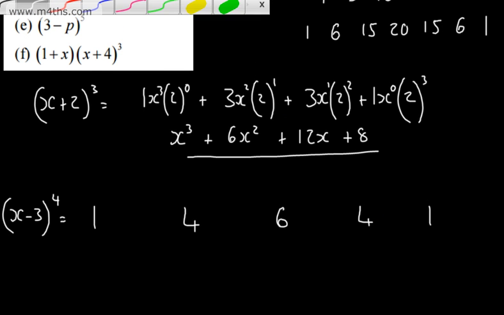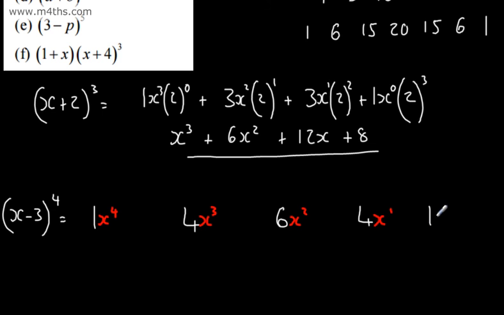I'll do these in different colours. So what we're going to have is x to the power of 4. And if you want, I'll do it this way. You can have now x to the power of 3, you can have x to the power of 2, x to the power of 1, and x to the power of 0. So this is just an alternative way of looking at it.